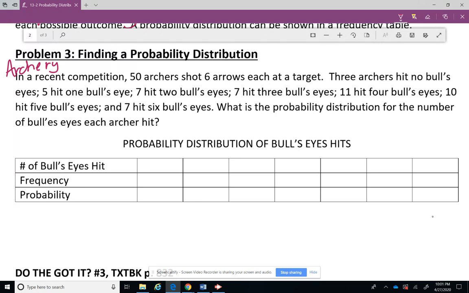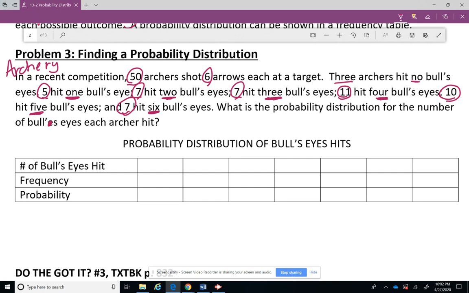In a recent competition, 50 archers shot 6 arrows each at a target. 3 archers hit no bullseyes. 5 hit 1 bullseye. 7 hit 2 bullseyes. 7 hit 3 bullseyes. 11 hit 4 bullseyes. 10 hit 5 bullseyes. 7 hit 6 bullseyes. What is the probability distribution for the number of bullseyes each archer hit? Now, there's not supposed to be an E there. I'll fix that on my original.